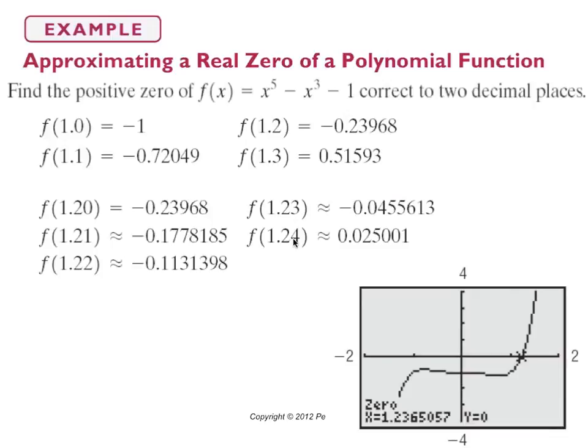Now you could continue to do this kind of forever. You could do 1.230, 1.231, 1.232, and you could find another level of precision. What's shown down here is the actual 0 from a graphing calculator, and you'll see that it's 1.2365057. So you could do this to get your real 0, but it would take a really long time. And you would probably never get your exact value.